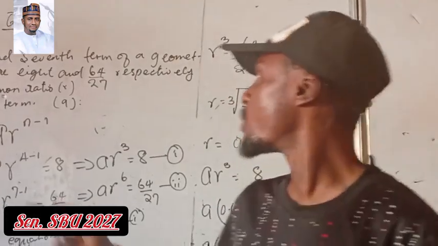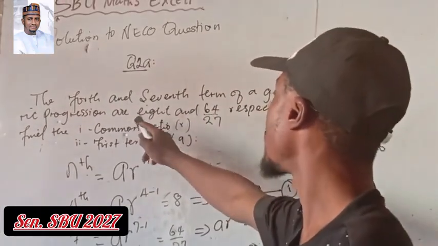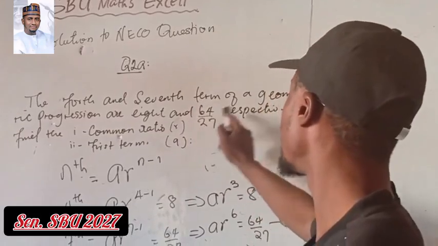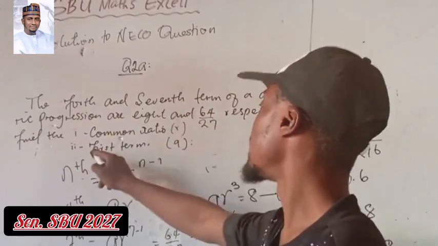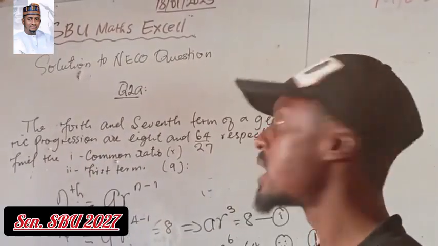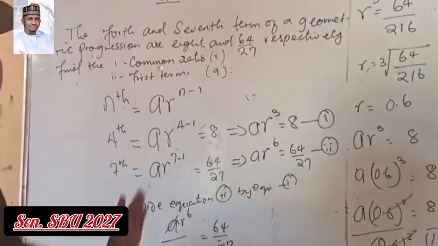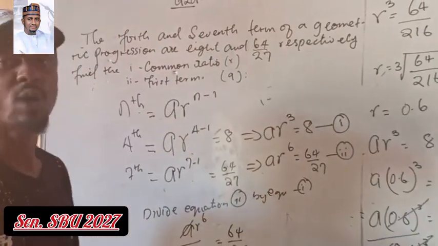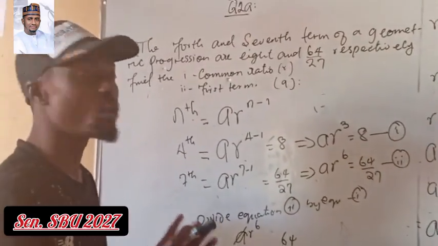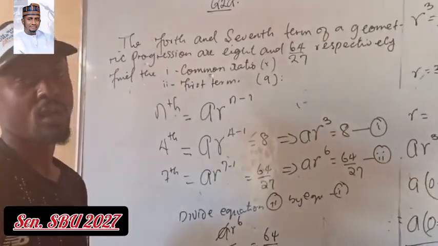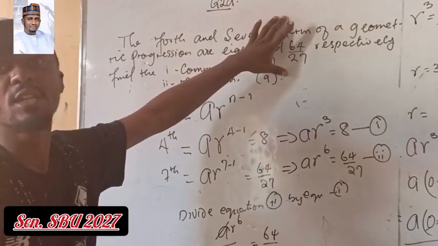The question 2 says the fourth and seventh terms of a geometric progression are 8 and 64/27 respectively. Find the common ratio, which is R, and the first term, which is A. Now, when you are given a question in mathematics, the first thing that should come to your mind is to try to know which topic that question comes from. And we have successfully known that this question comes from geometric progression.